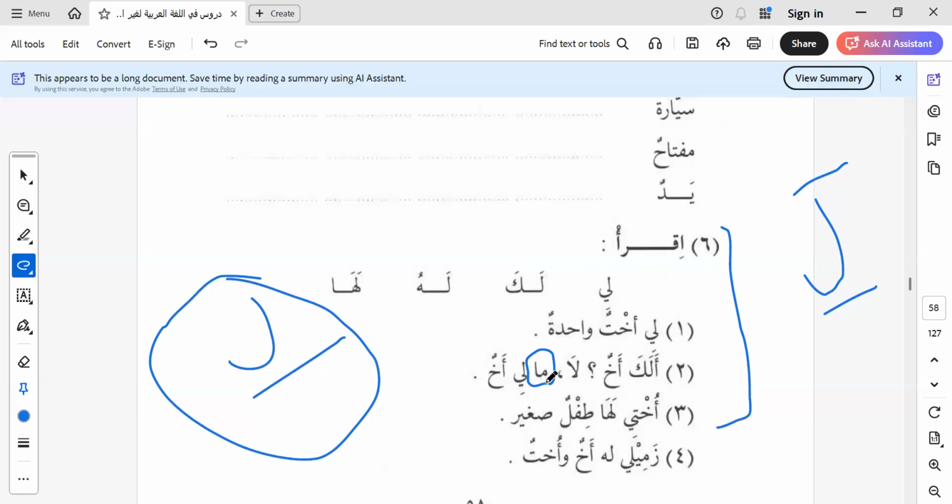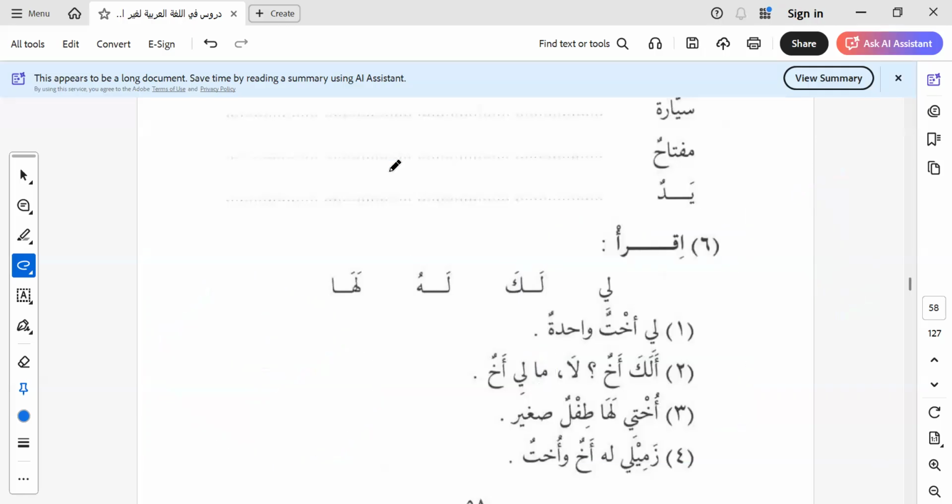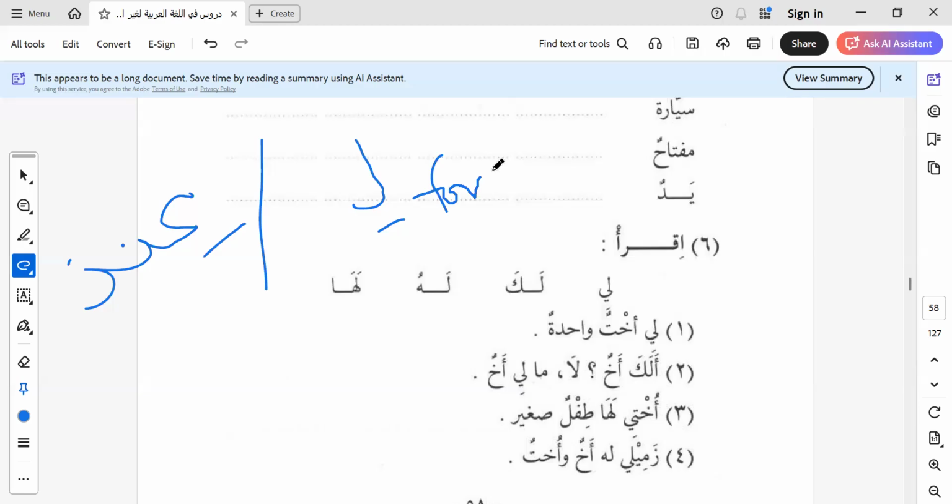Now, I want someone to ask a very intelligible question right here. Okay, but let me ask that question. Okay, so li and inda, both are used to mean "I have". If I say li akhun, I have a brother. Laka akhun, you have a brother. Because we said originally it means "for", and whatever is for you belongs to you. That's what we mean. So you can use "I have".